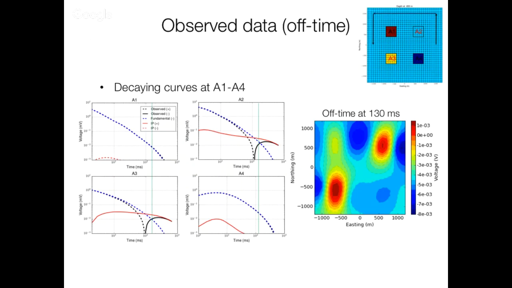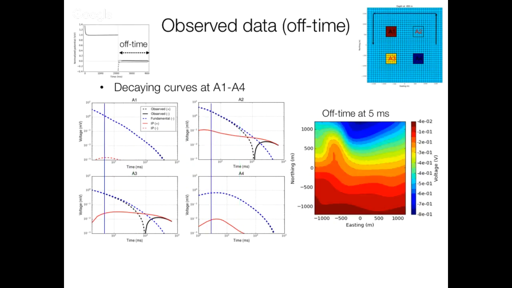At 130 milliseconds, here's the response, here's the IP. So we've got fairly significant contamination of EM responses in here. At 130 milliseconds, there's actually quite a bit of mutual contamination.